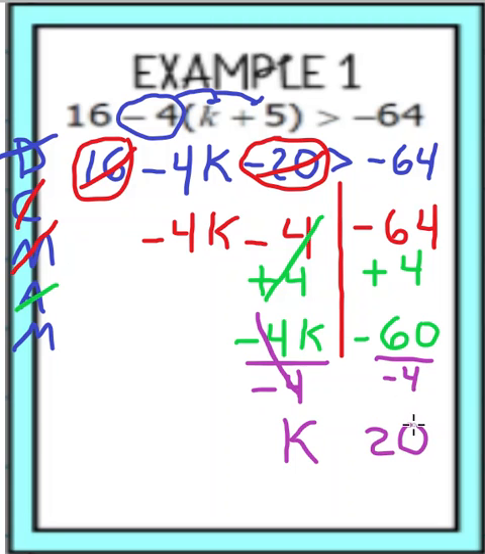All right, don't forget the special rule. When you multiply or divide by a negative number, you have to flip the inequality sign. So it was a greater than sign. I'm going to change that to a less than sign. And that is my final answer. k is less than 20.